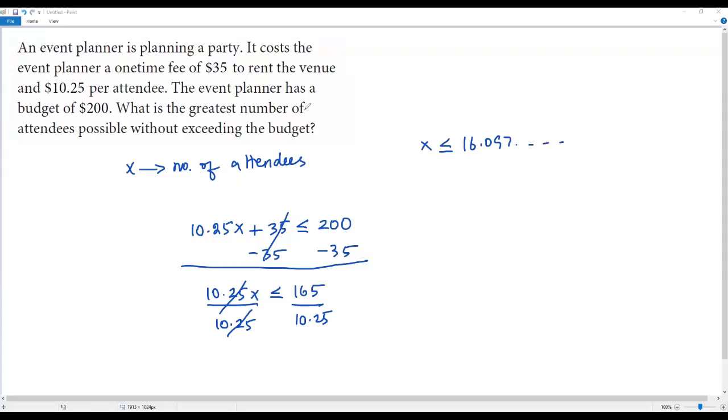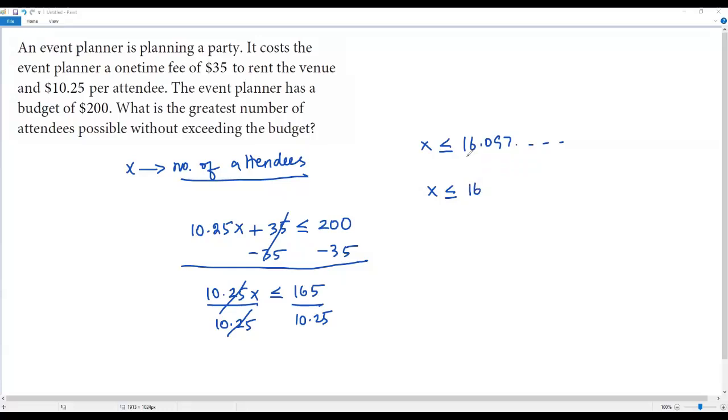So the value of X can be 16.097 or less than that. But X represents the number of attendees, so it always has to be a whole number. The number of attendees can never be a decimal. So since X is a whole number, we have to round this value down to the nearest whole number, which is 16.